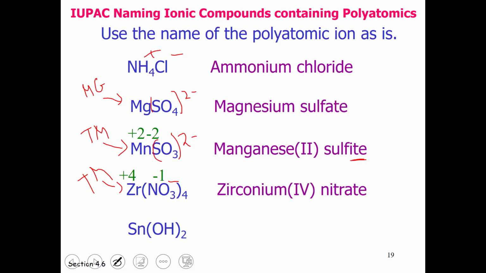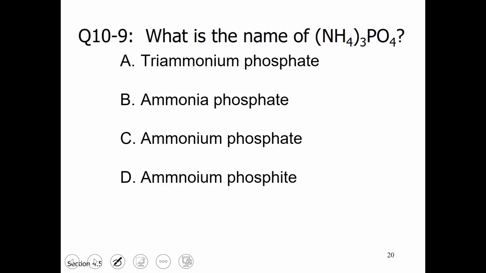OH. Hopefully you recognize OH as hydroxide. Tin is one of our heavier main group metals. So it's what I would call a heavy main group. So we are going to have to give it an oxidation state because it's not one of the simple ones that's always predictable. So we will call that tin 2 hydroxide. So let's take a look at this one.